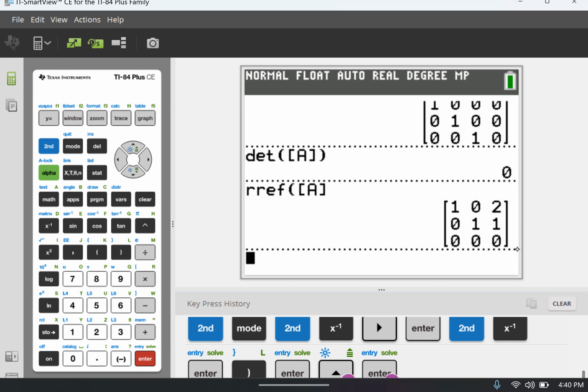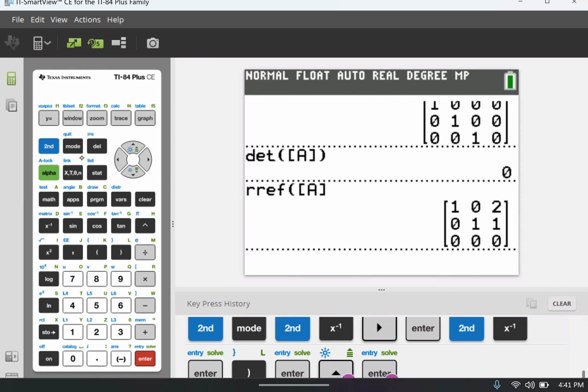The third one was dependent. There's that word dependent. The third vector was dependent on the other two vectors. It was merely a linear combination of the other 2, and so it got eliminated when we did reduced row echelon form. Okay, and so we really had 2 unique vectors instead of 3, and so this is dependent.